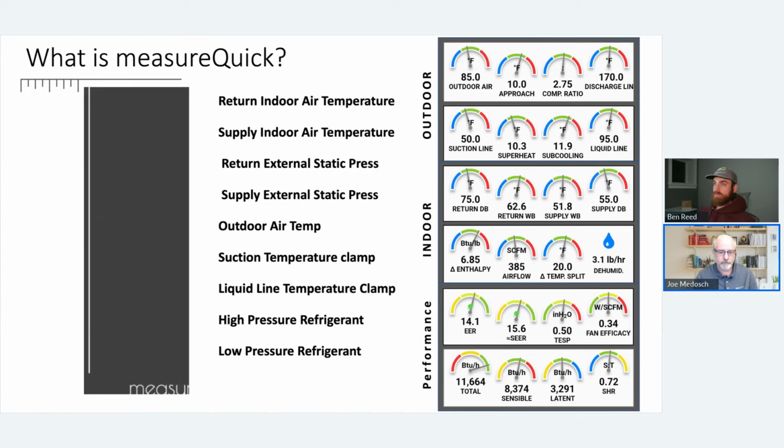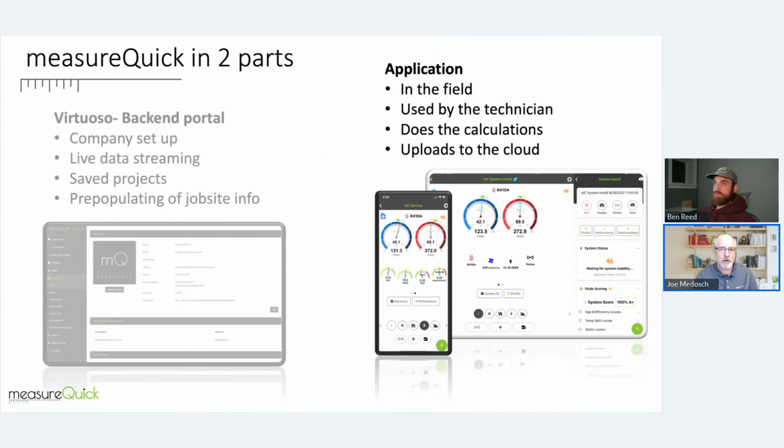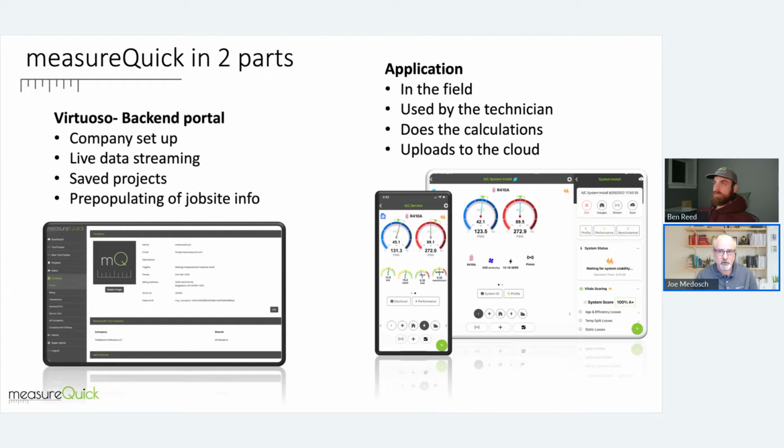So some people aren't aware that we actually are two things in one. So we're two parts, right? You have the application that many people are familiar with. You've downloaded that. You probably have it on one of your devices, right? But there's also a great part of measureQuick that's in the background. It's Virtuoso and it's our backend portal. This is how you set up your company, some live data streaming, projects, a variety of stuff.